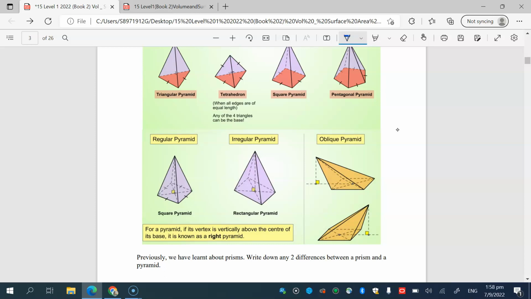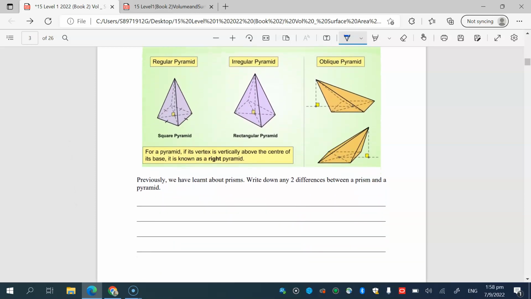Okay. And then all these are where your vertex is not vertically above the center of the base, right? So these are known as oblique pyramids. Okay, just some names for you to know. All right. Now this question says, previously we've learned about prisms. Write down any two differences between a prism and a pyramid.